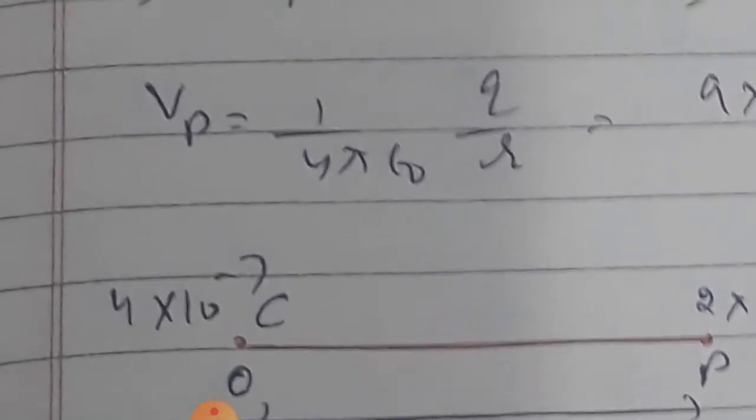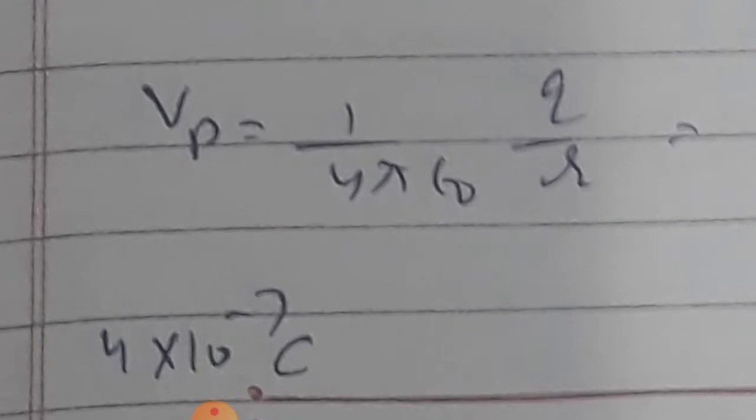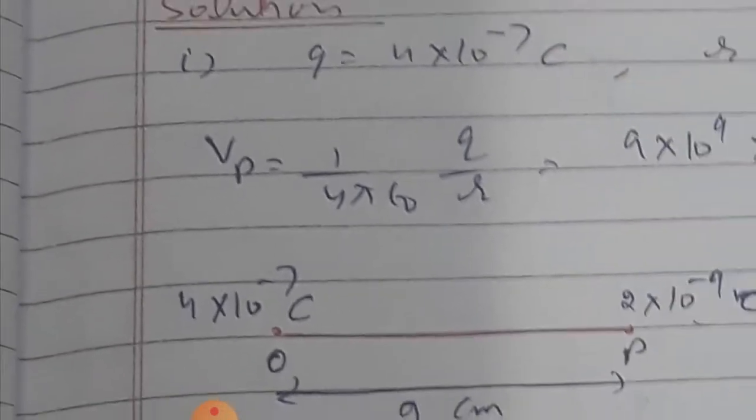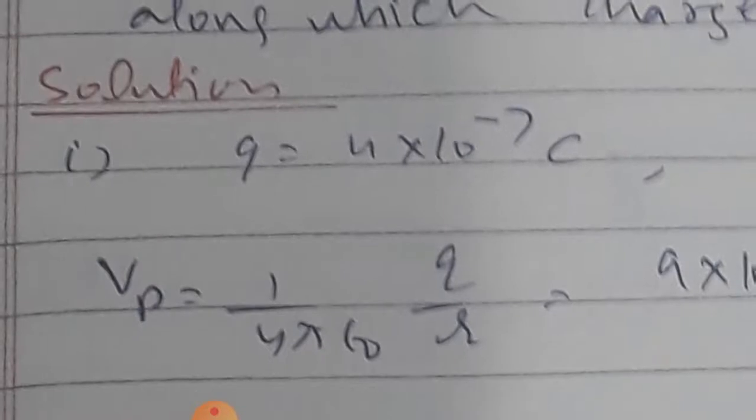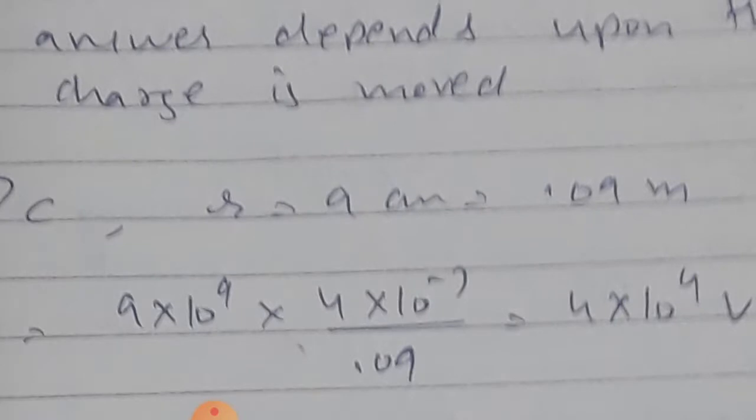And we had studied that potential due to point charge is 1 by 4 pi epsilon, q by r. Here we are finding the potential at P, that is why I am writing P in the subscript. So potential at point P is equal to 1 by 4 pi epsilon, q by r. Students, Q is given to us, that is 4 into 10 raised to power minus 7 coulomb. R is the distance of the point P from the point charge, and this R is given 9 centimeter. Since charge is in SI unit, we'll convert this centimeter into meters, that is SI unit of distance. So 9 centimeter can be written as 0.09 meter.